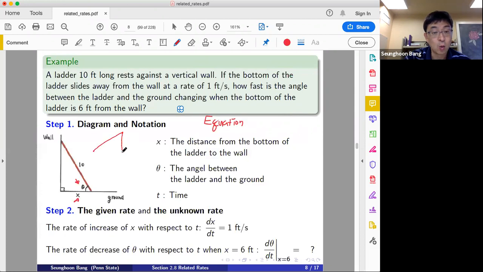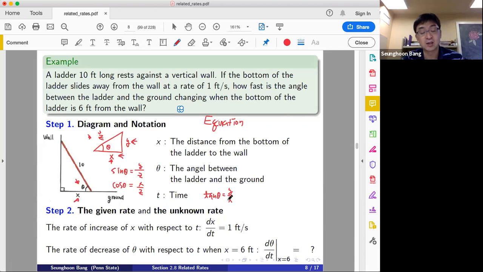So we have a triangle given, with angle theta and sides x, y, z. Sine theta is opposite over hypotenuse, y over z. Cosine theta is adjacent over hypotenuse, x over z. Tangent theta is opposite over adjacent, y over x.